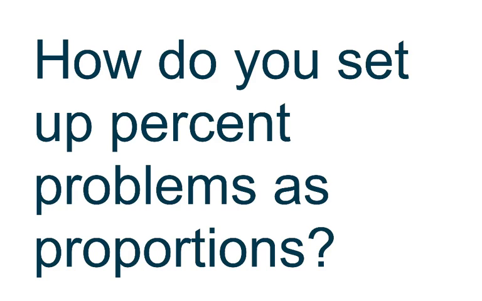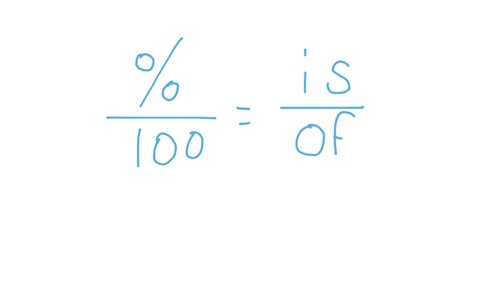In this lesson, you're going to learn how to set up proportions for percent problems. When doing this, you're always going to look at this proportion: percent over 100 equals is over of. All right, so let's think about that for just a second.